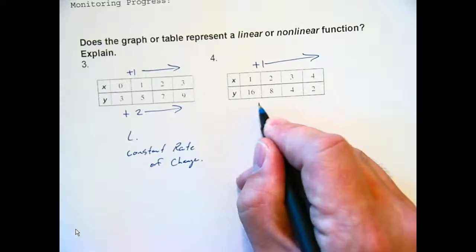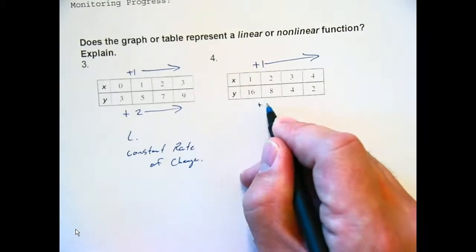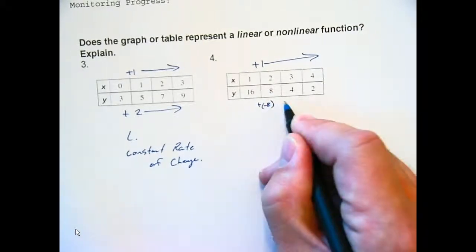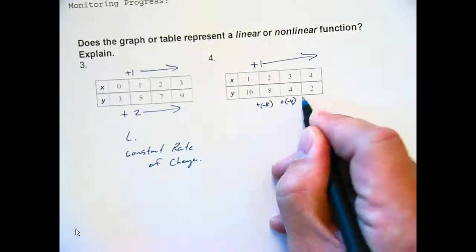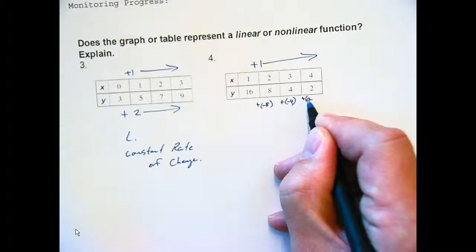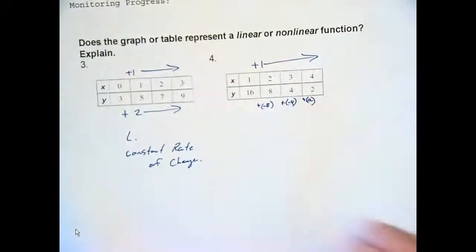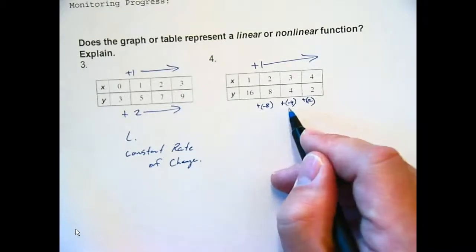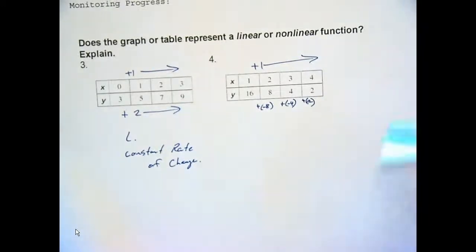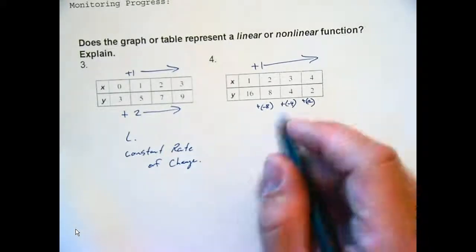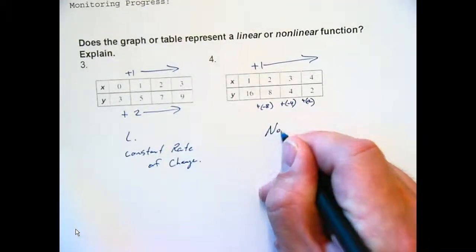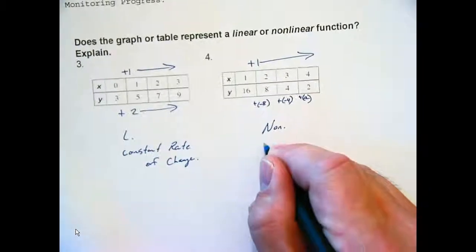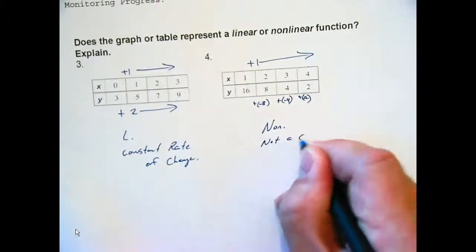So when I look at this, I'm actually adding -8, or subtracting 8 if you want to think of it that way. Adding -4, and then adding -2. That would be a parabola, wouldn't it? Oh, hold on. No, 4 and 2. No, it wouldn't be a parabola. It's exponential here. Parabola is fun to say. So this is nonlinear because it's not a constant rate of change.